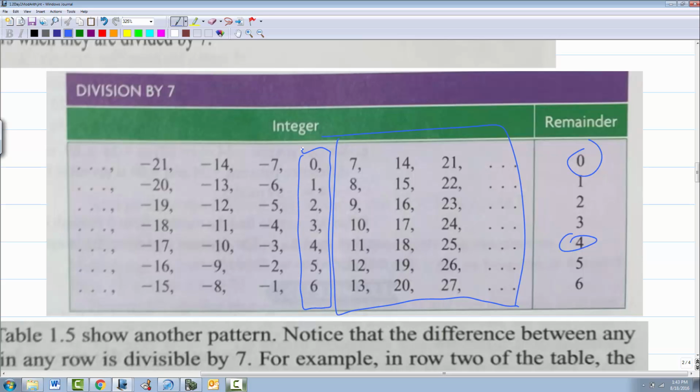Wait a minute, 7 doesn't go into 0. All right, 7 doesn't go into 1. How many times does 7 go into 0? 0 times. What's the remainder though? 0. The remainder is 0.